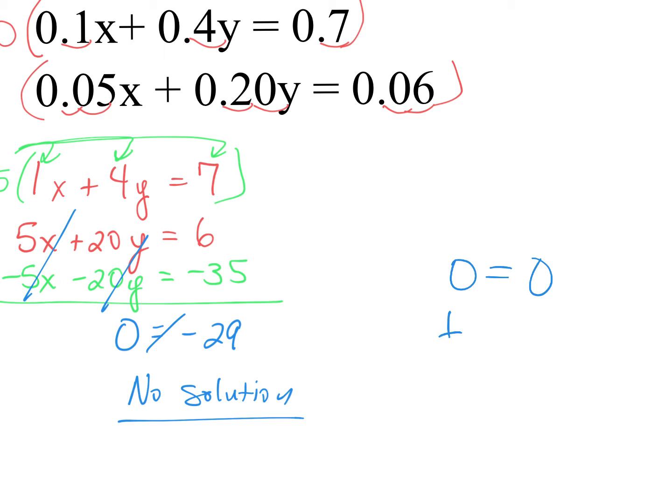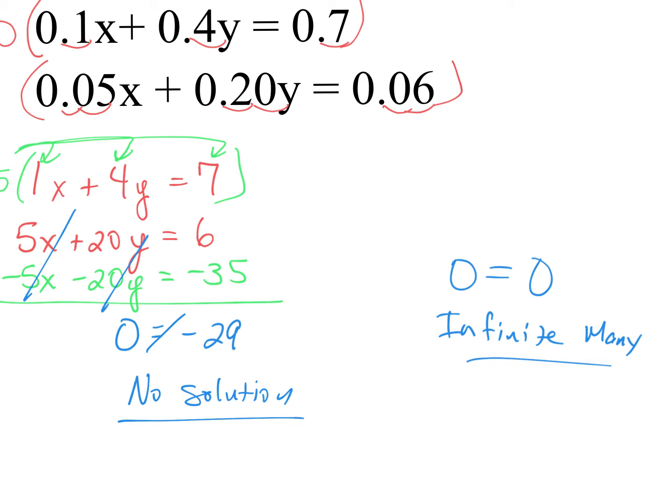Infinite, correct. Infinitely many solutions. Two different scenarios. This 0 equals negative 29 is an untrue statement. That will never ever be. So that's why it's no solution.